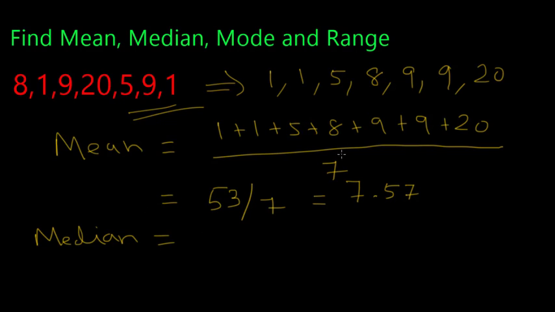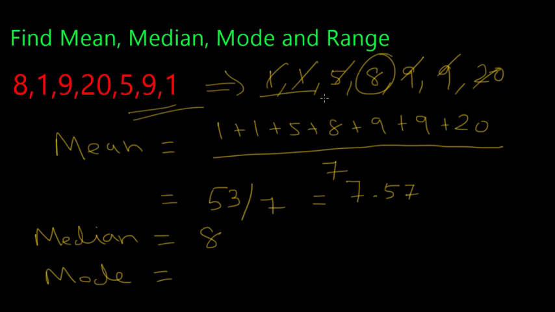And median. What is median? The middle number. So you start striking the numbers, finally you get this. So this is median. And mode. What is mode? Which number occurs more frequently in the dataset? So in this case you can see 1 occurs twice and 9 occurs twice. So which is mode? Both are modes, bimodal.